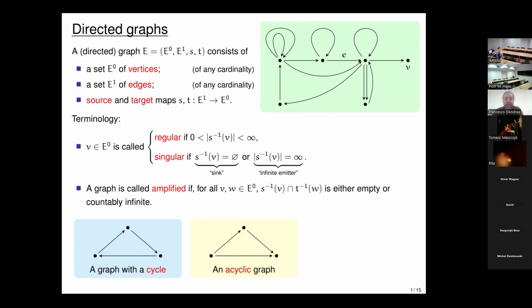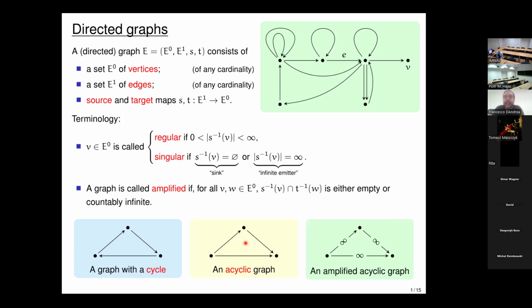This is a graph with no directed cycles, so it is acyclic. If you forget about the direction of the edges, this is a cycle, but undirected. And when I say cycle, I always mean a directed one. So for me, this is an example of an acyclic graph.